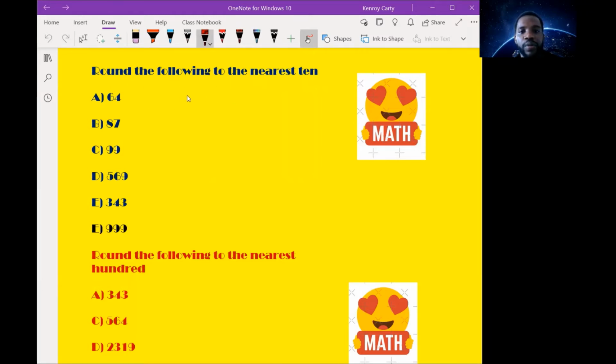Today we'll be looking at rounding off. And without further ado, we get right into the questions. The first question says, round to the nearest 10, T-E-N. Very important that we don't get that confused.